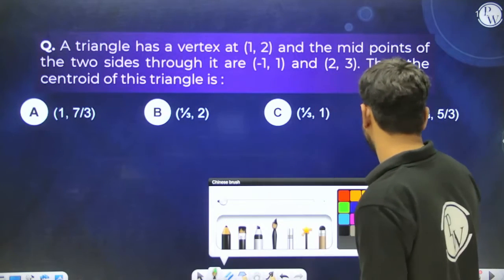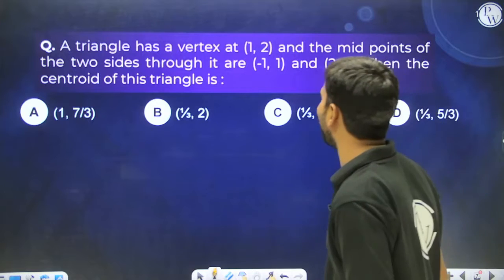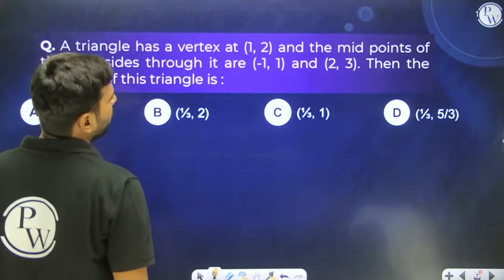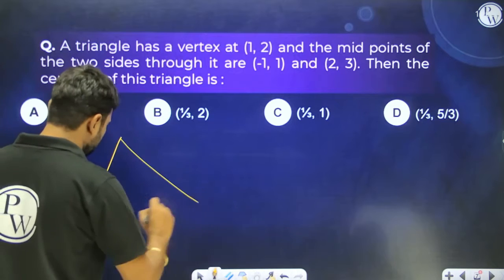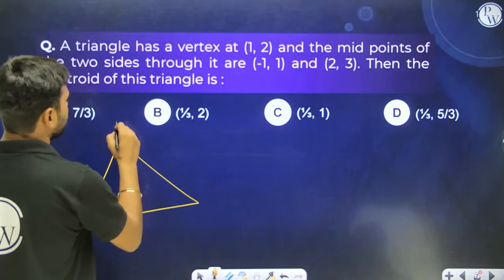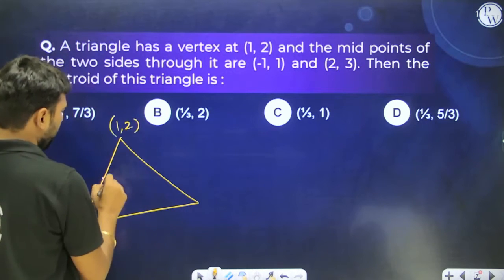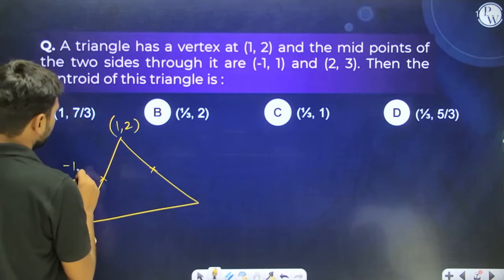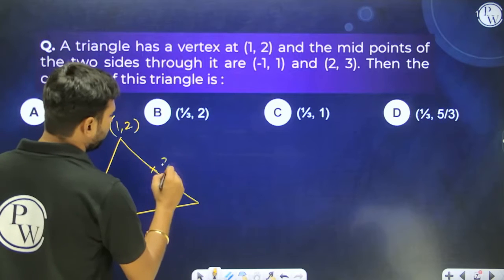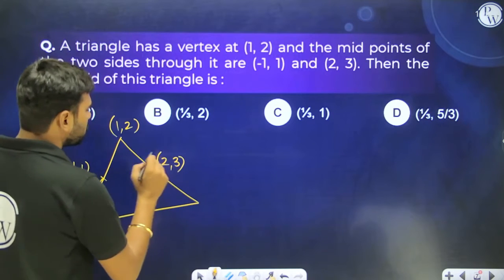Now let's take this question up and solve it. A triangle has a vertex at (1, 2) and the midpoints of the two sides through it are this and this. So this is one of the triangles given to us. One of the vertices is (1, 2) and the midpoints of the two sides originating from here have coordinates (-1, 1) and (2, 3). Then the centroid of this triangle is going to be what?